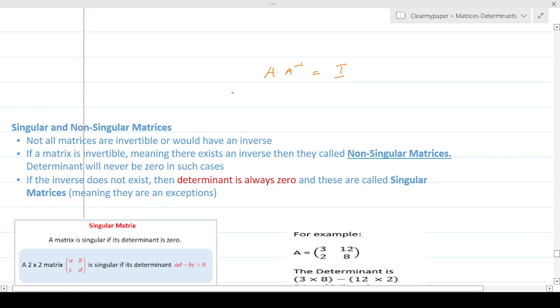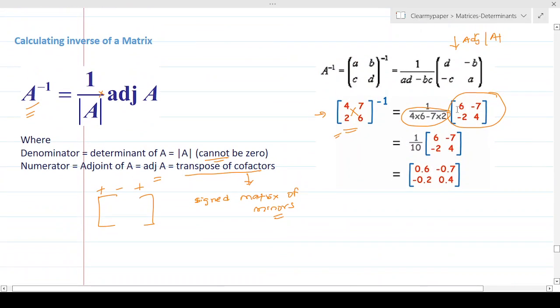But it is not necessary that every matrix is invertible, meaning it is not necessary that A inverse exists for every matrix. For some matrices, A inverse may not exist. If you look at the formula we saw in the last episode, for computing the A inverse, let's say hypothetically there is a matrix for which A inverse exists. So the matrix A is invertible.